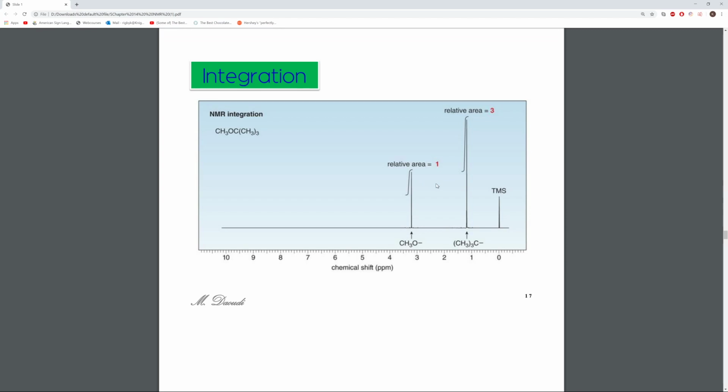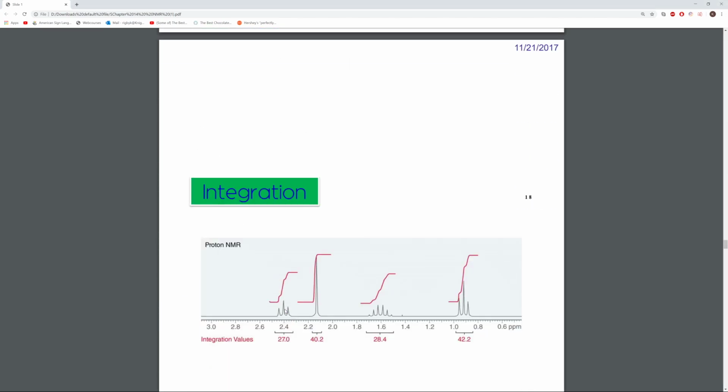If we look at the number of each type of hydrogen, you can see the one on the left here, CH3O, has three hydrogens of that type. And if we look at this one on the right, it has 9 hydrogens of that type. 3 times 3 is 9, which is the same ratio that we have of 1 to 3. This might make more sense if we do the next example.